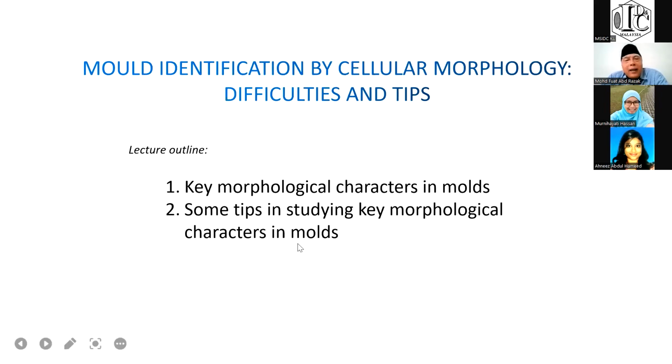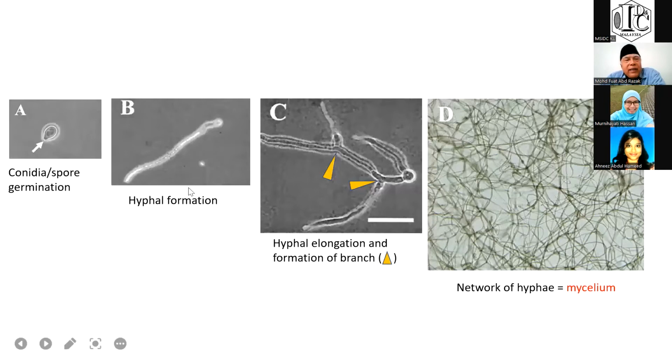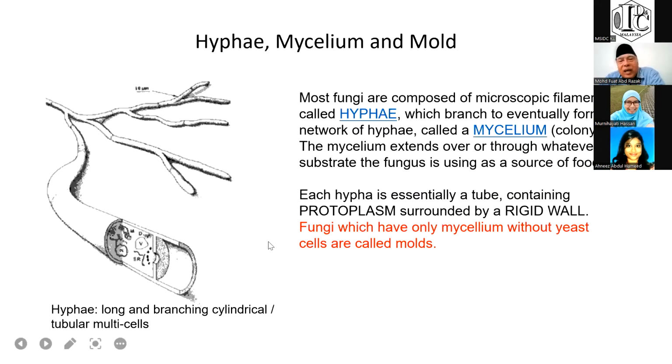Okay, at least today, this is the first day for some of you to learn about very important mycological terms related to key morphological characters. Okay, so the basic cellular structure of filamentous fungi is hyphae, and hyphae come from conidia, and these hyphae elongate at the tips, and form branches. Okay, a network of hyphae is called mycelium. So fungi which have only mycelium without yeast cells are called molds. Okay?